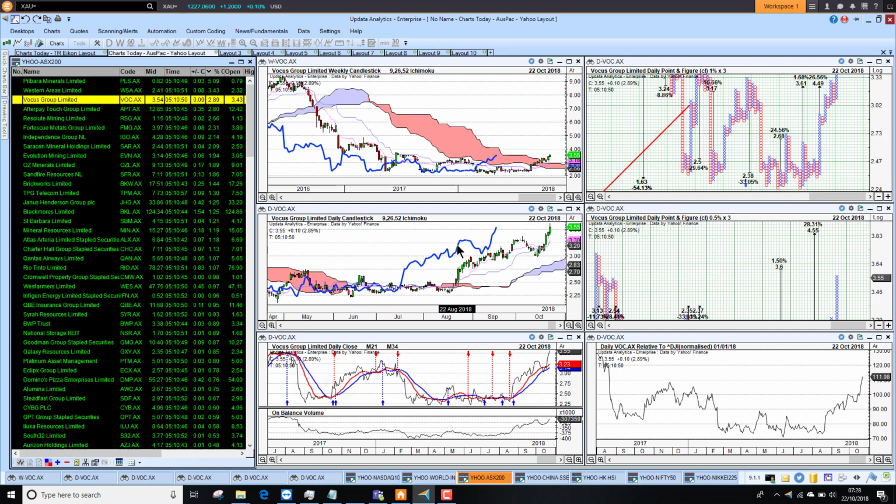Here we see Focus Group. We talked about Focus last week. Looks like it's making a long-term transition to bullish. Certainly the medium-term chart looking good, and we've got quite good upside targets here on the point and figure charts.